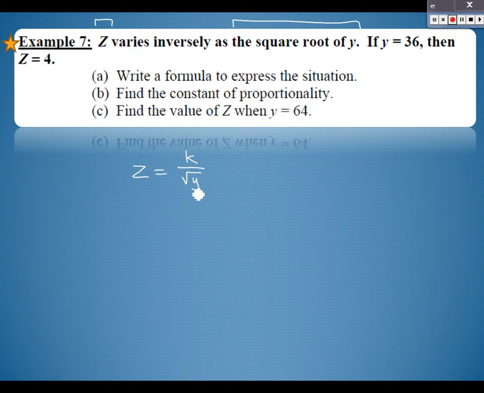See, what did you say, 24? Let's prove that that's true. z is 4 when y is 36. So that's 6 down there. So we get 24 for k. So our relationship is z equals 24 over the square root of y.